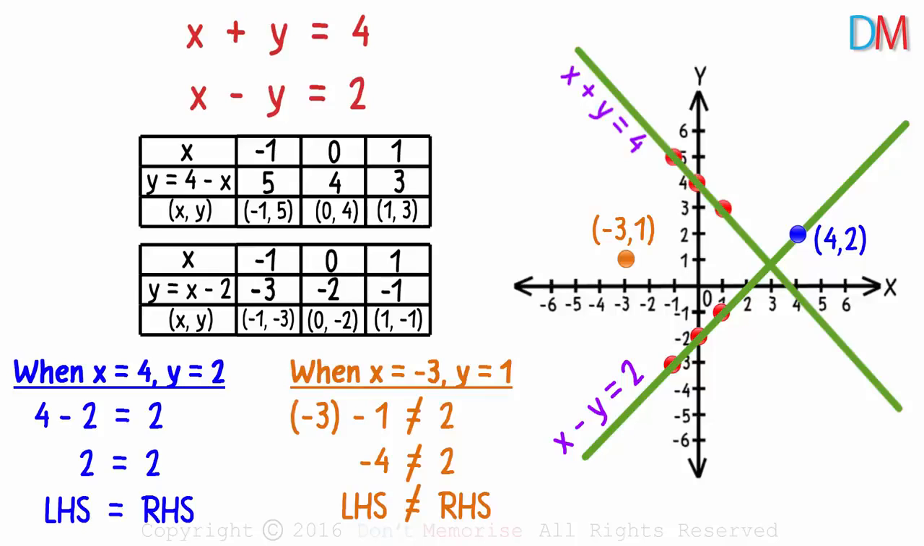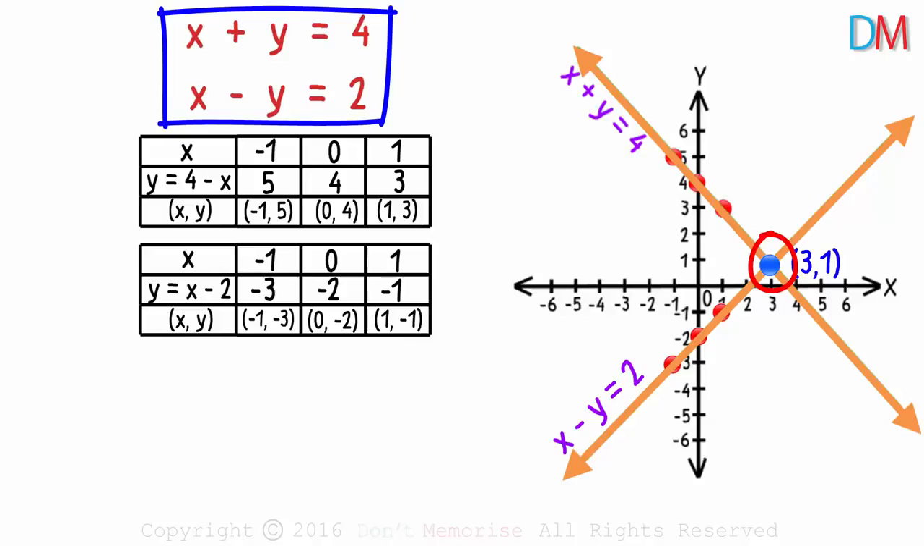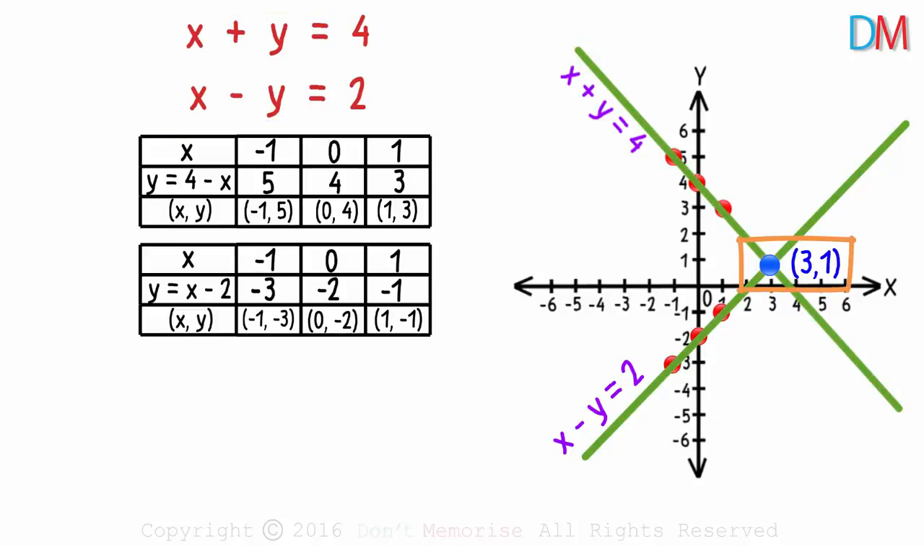Is there anything else you can see in this graph? Anything interesting? Look at the point where both lines intersect. What can you tell me about this point? Yes, this point lies on both the lines. And what does that imply? It implies that this point is the solution to both the equations. The point (3, 1) is the solution to both the equations.